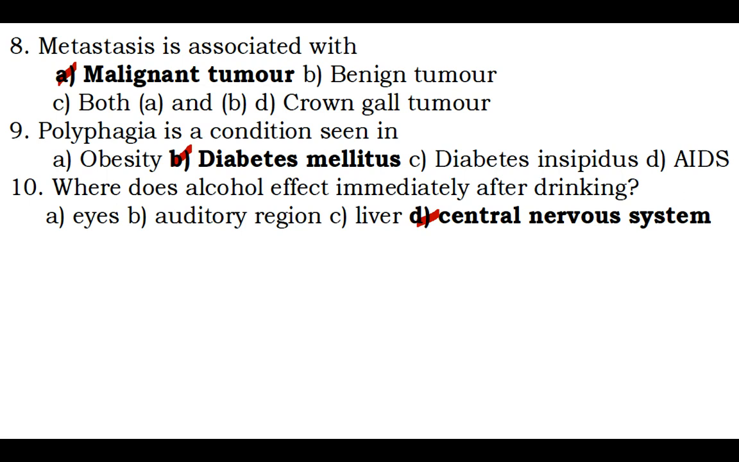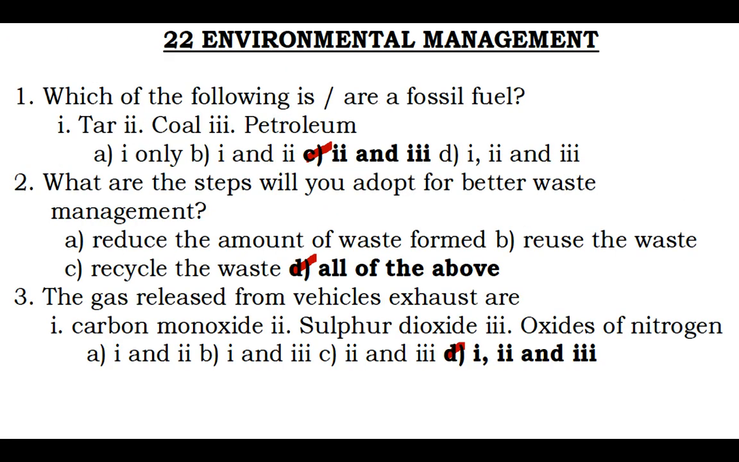Question number 9. Polyphagia is a condition seen in. Option B, diabetes mellitus. Question number 10. Where does alcohol affect immediately after drinking? Option D, central nervous system. Today's second lesson, environmental management. Question number 1. Which of the following is a fossil fuel? Option C, second and third, that is coal and petroleum.